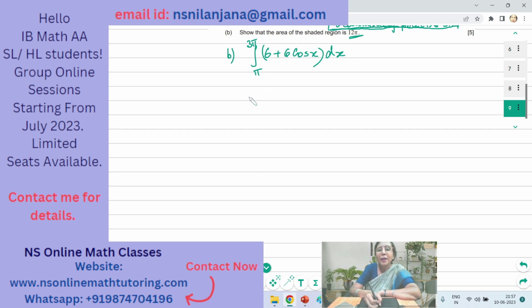So we'll be integrating. If we integrate 6 with respect to x, we get 6x. And for plus 6 cos x, it is carrying 5 marks, so it is better if I separate the integrands, just to show the working.